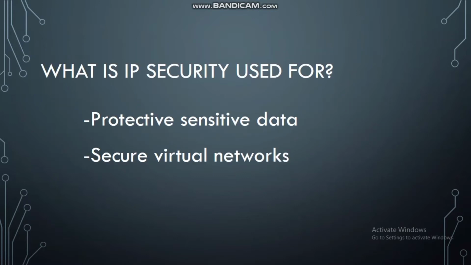What is IP security used for? IP security is used for protecting sensitive data such as financial transactions, medical records, and corporate communications as it's transmitted across the network. It is also used to secure virtual private networks, or VPNs, where IP security tunneling encrypts all the data sent between two endpoints.